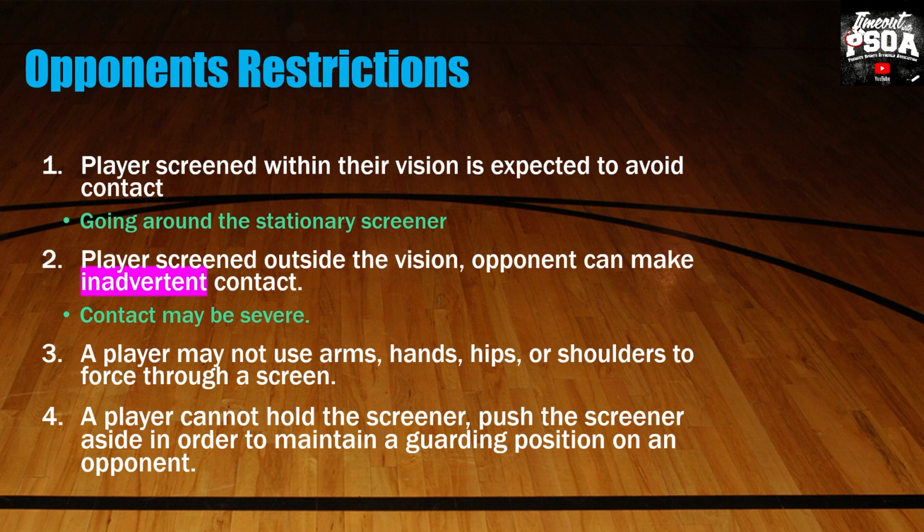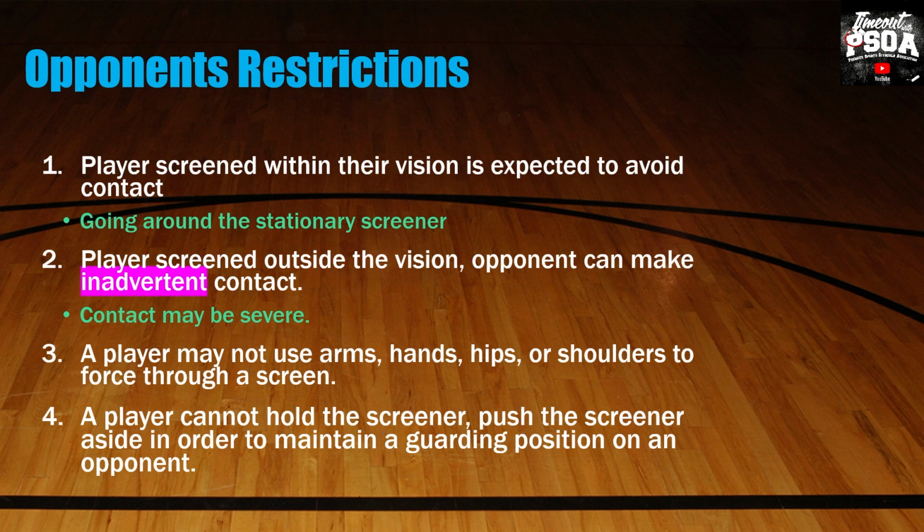A player screened within their vision is expected to avoid all contact. They go around the stationary screener. They go above, they go below, or they yell with their teammate, switch. If they are outside the vision, opponents can make inadvertent contact, and this contact may even be severe.